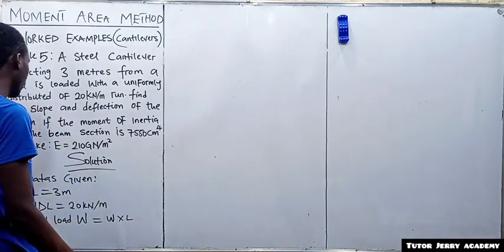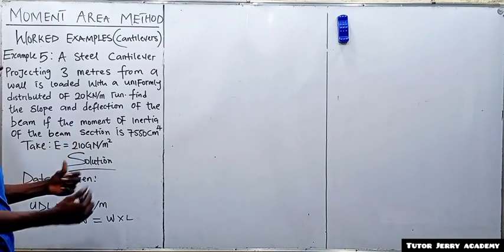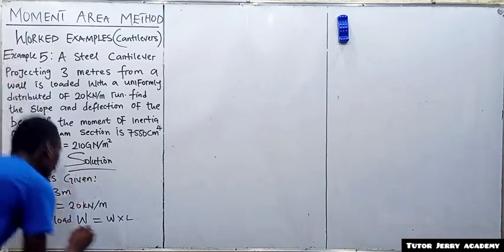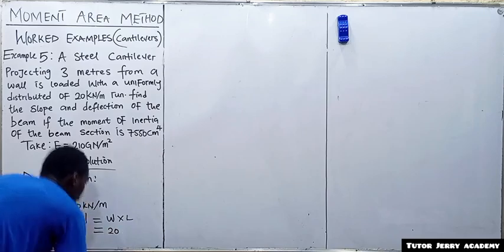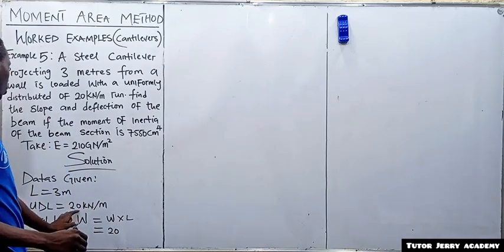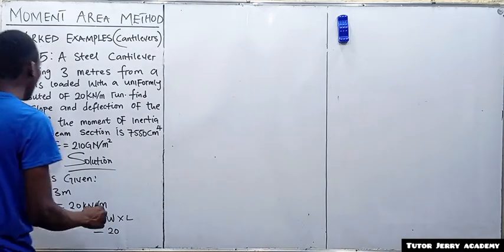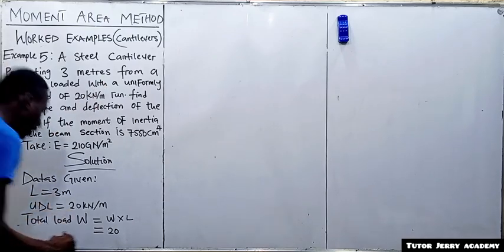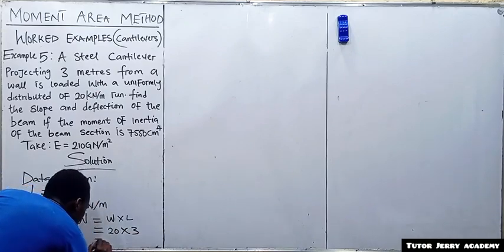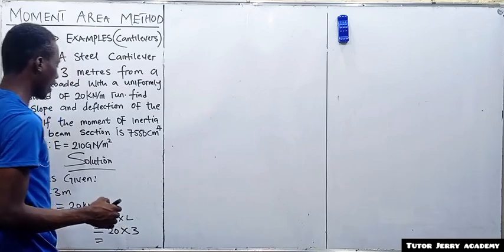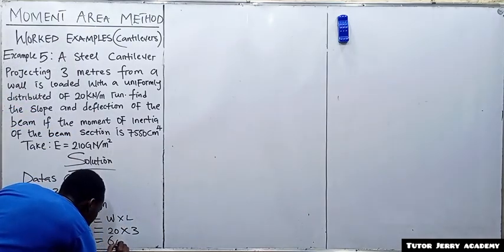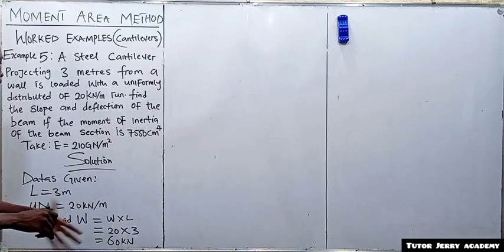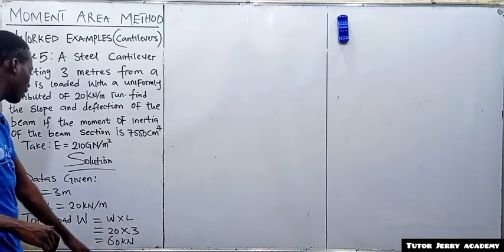which is W in capital letters, is equal to w multiplied by L. We need the total load of this beam. What we are doing in essence is converting a uniformly distributed load to a point load. So this will be equal to 20, which is the uniformly distributed load, multiplied by the length over which it lies. The length is 3 meters, so this is multiplied by 3. We have 20 multiplied by 3, which is nothing but 60 kilonewton. This is our total load. Mind you, our total load is 60 kilonewton.